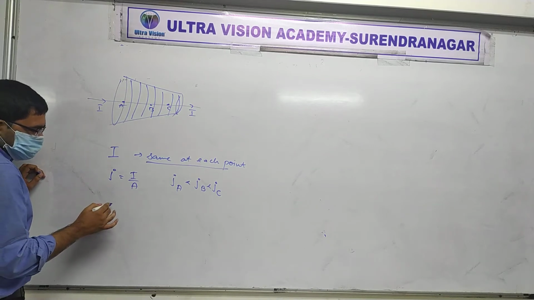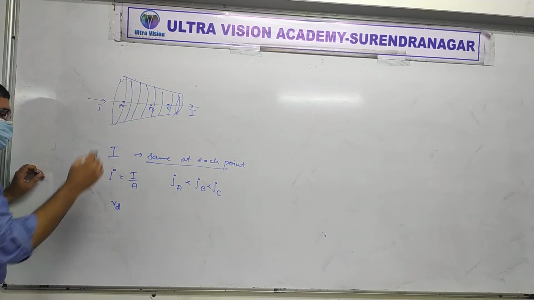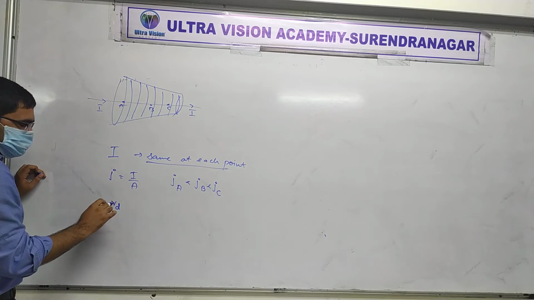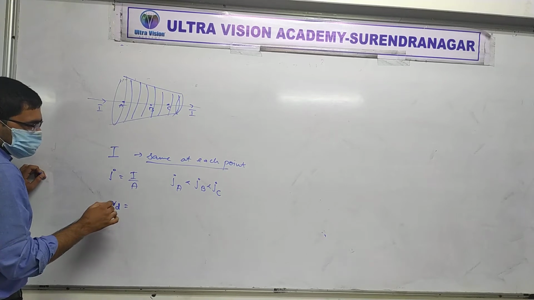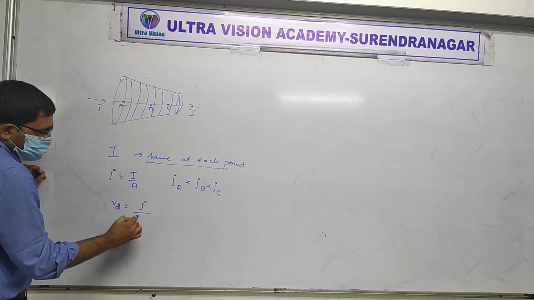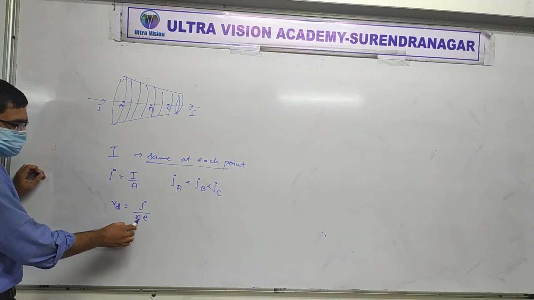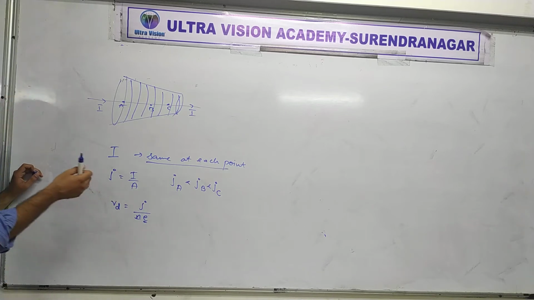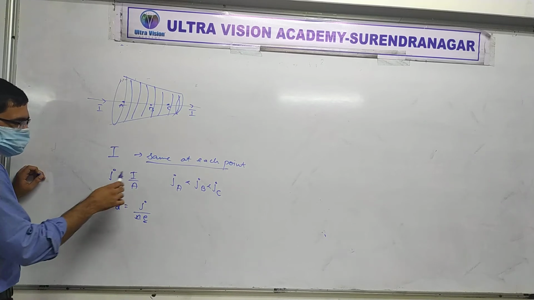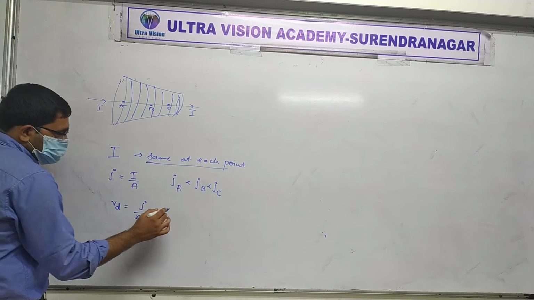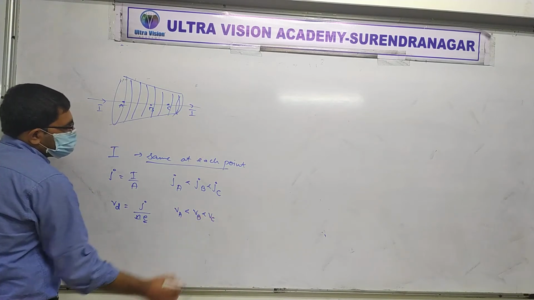Next one, VD. So for VD, we can use the relation of VD with J. What is the relation of VD with J? J equal to n e VD. So VD equal to J upon n e. Correct or not? Now n and e, that is number density and charge of electron, they don't really change in a particular material. So they are same. So VD is proportional to J. If J will be more, automatically VD will be more. So VD at A will be less than VD at B will be less than VD at C.